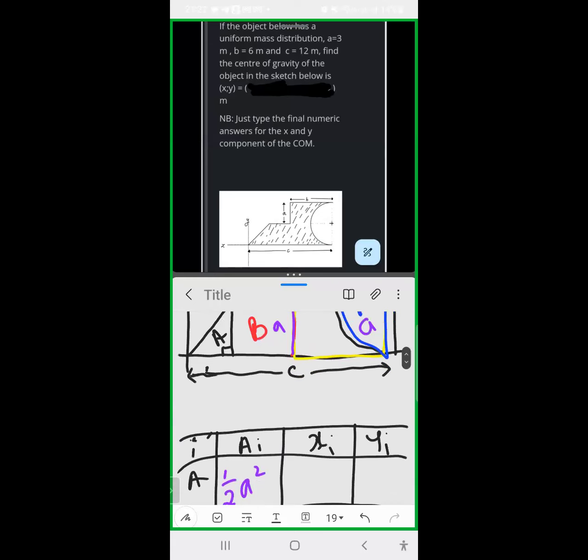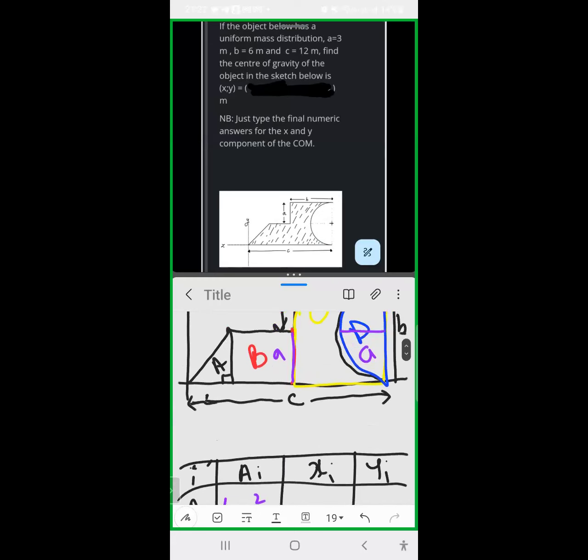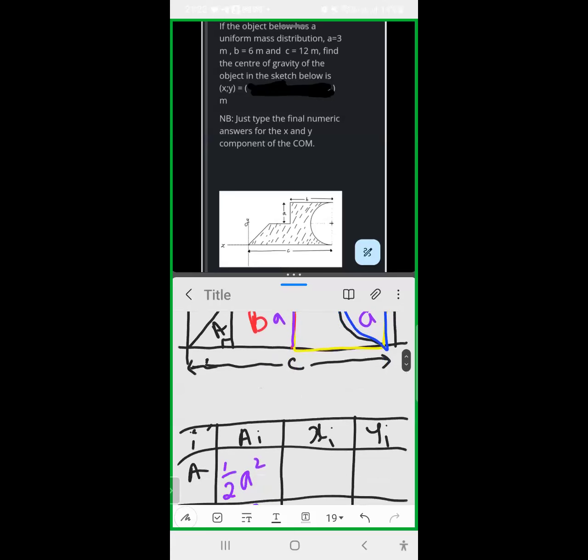Firstly, something important you have to take note of is that we also consider the distance that the object is located from the origin in order for us to find the center of mass. We don't just take the formula, let's say for a right angle triangle, and say half of the base, and that will be the center of mass. How far the object is located from the origin also affects the value of the center of mass for both the x and the y.